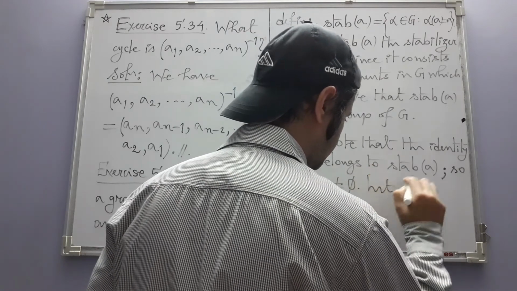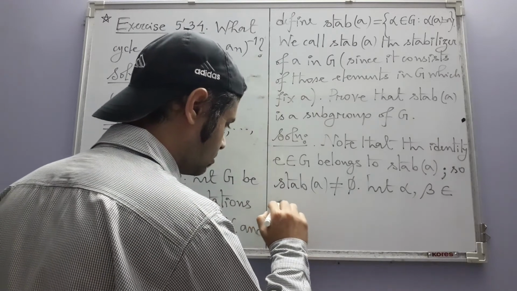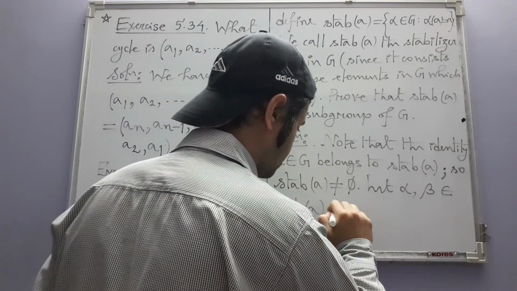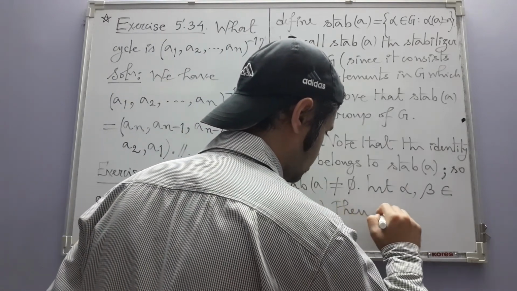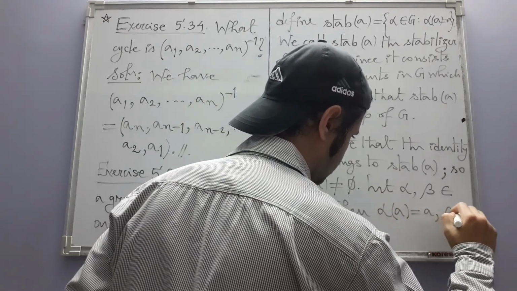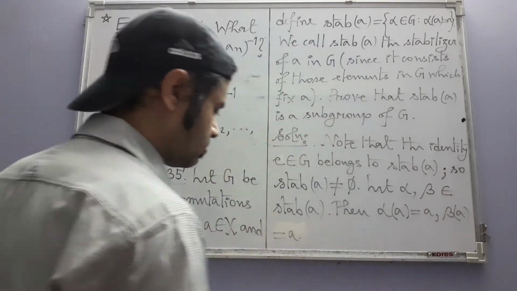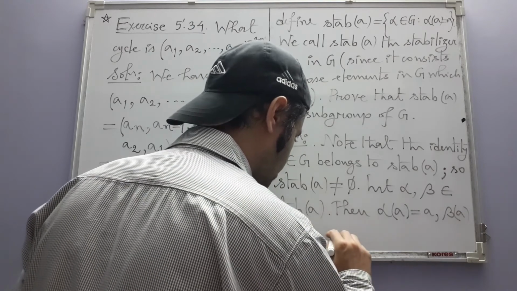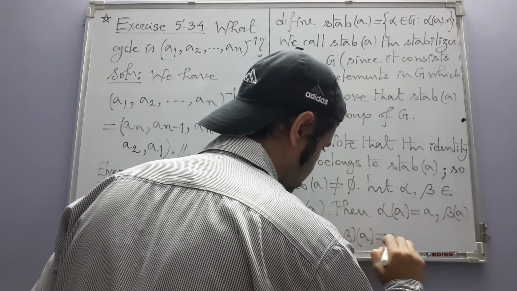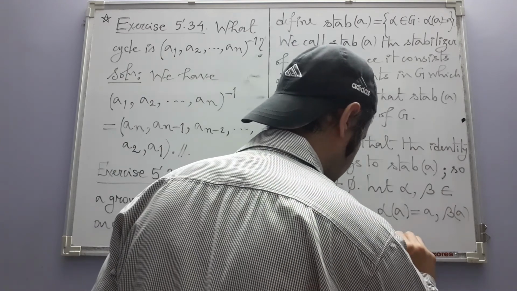Okay, now let alpha and beta be two elements in the stabilizer of A. Then alpha fixes A and beta also fixes A. So alpha beta also fixes A. Naturally, because both of them fix A, so their composition will also fix A.